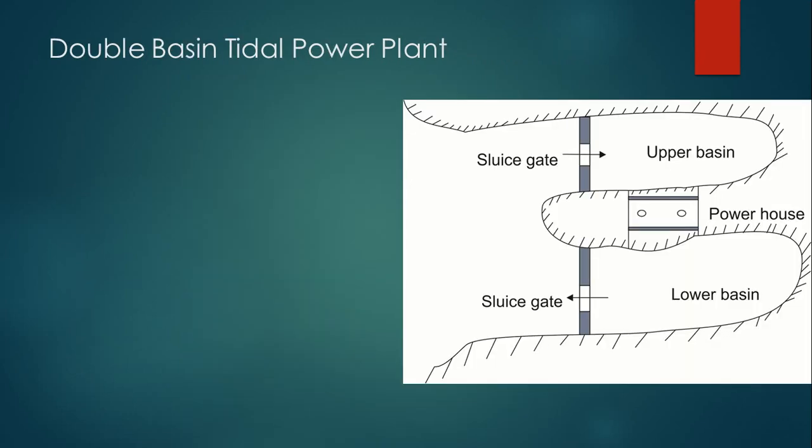Now let us see the construction and working of a double basin tidal power plant. In the previous slide, we have seen the construction and working of a single basin tidal power plant. The main drawback of the single basin tidal power plant is that it cannot generate power continuously. But a double basin tidal power plant can provide power continuously or on demand.